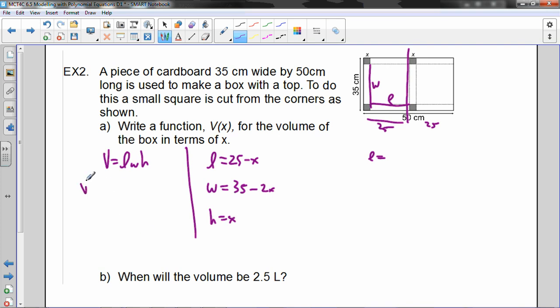And so if I wanted to write a formula, a model for the volume, V of x, that's the length times the width times the height. Notice that I could switch the length and the width or even the height, and I'm still going to get the same model. I'm not going to expand that. I want to see what else is going on before I try and do anything more difficult than this.